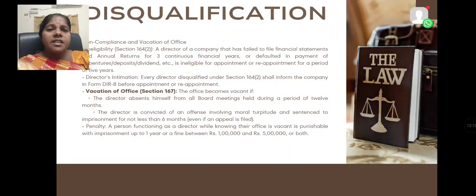And ineligibility: if you see a director who has not filed financial statements or annual returns for 3 continuous years, then he becomes ineligible. As well, every disqualified director should inform the company in form DIR 8 before appointment or reappointment. He has to inform the company. That is very important. In case he is not informing, he would be disqualified.